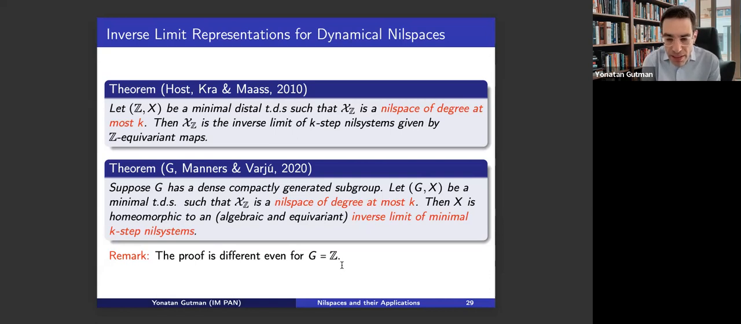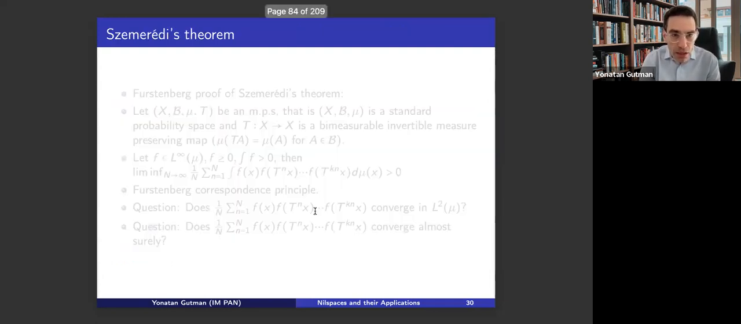So the takeaway from this is that in this context, a dynamical Nilspace of order at most k is an inverse limit of Nil systems. And as we saw, a related structural result was used in the non-dynamical setting by Szegedy in his program to prove the inverse theorem for Gowers norms.